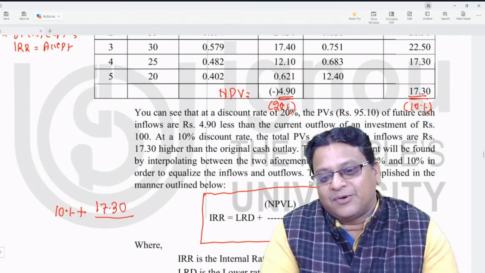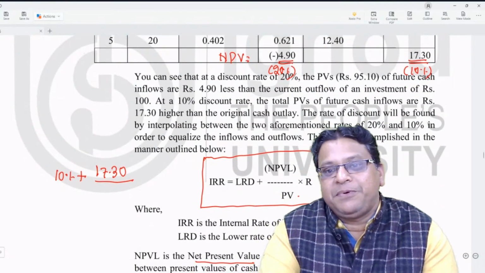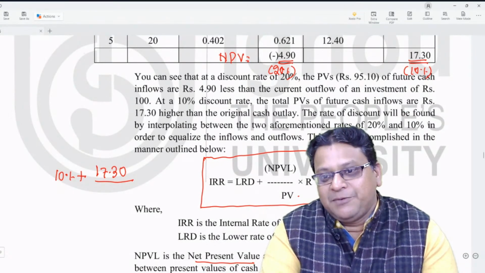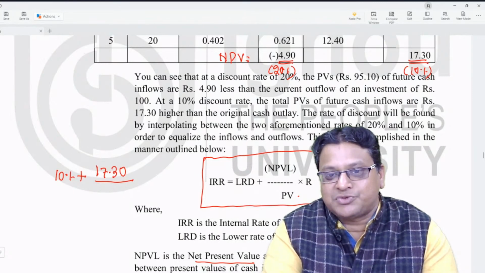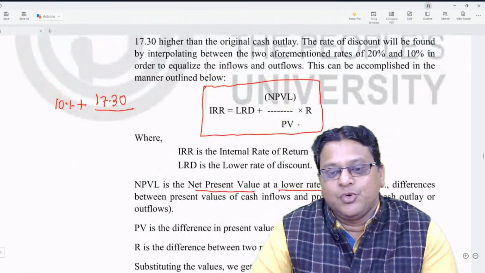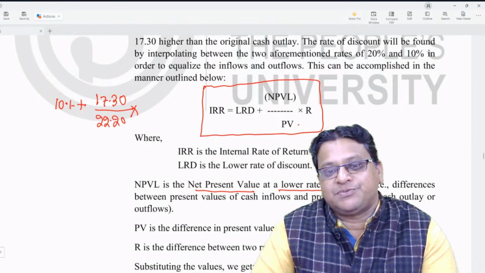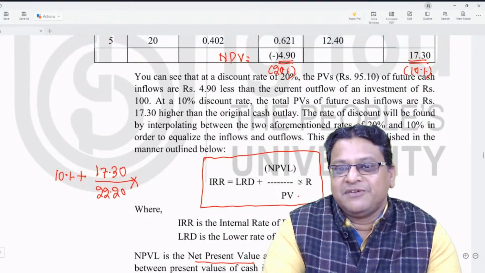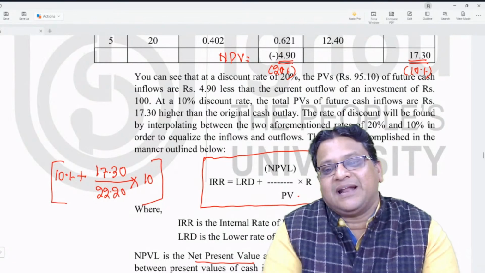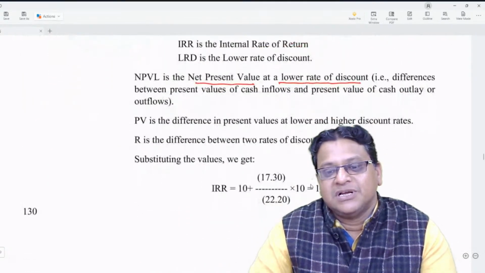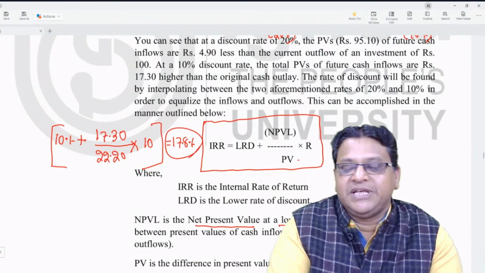Divided by PV. What is PV? PV is the gap between the NPVs of the two rates. What is the gap? 17.30 minus minus 4.9, so we add: 17.30 plus 4.9. It will come to 22.20, into the difference between rates. The difference between 10% and 20% is 10. If you solve this, you will get the IRR rate: 17.8. The 17.8% will be the IRR rate.